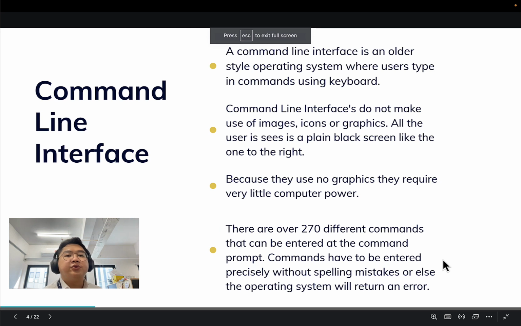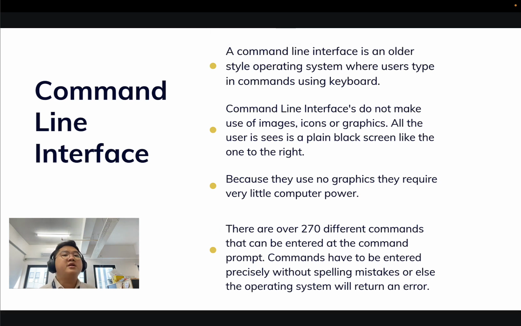Now, before we go into the nitty-gritty of the interfaces, let us understand a little bit more about command line interface. Command line interface is an older style operating system where users only type in commands using the keyboard. And as you know, it does not use any images, icons, and graphics. What you can see on the computer screen is probably a black screen or green screen. And because there are no graphics, they require very little computer power. But you can put in hundreds, perhaps 270, different commands into the command prompt of a command line interface.